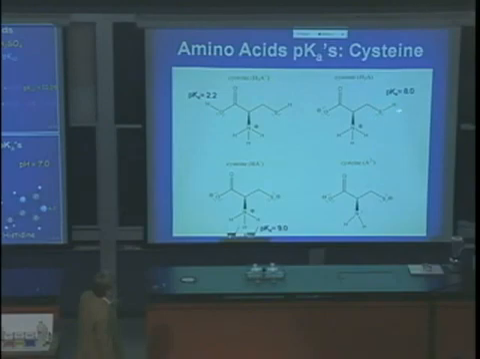This H is acidic, but the pKa is 8. So I'm at pH 6. Is it on or off? On, exactly. I go to pH 9. Is it on or off? Off, exactly. So then you have a negative charge here. That would be that here. And you have 2 negative charges and 1 positive here so far.